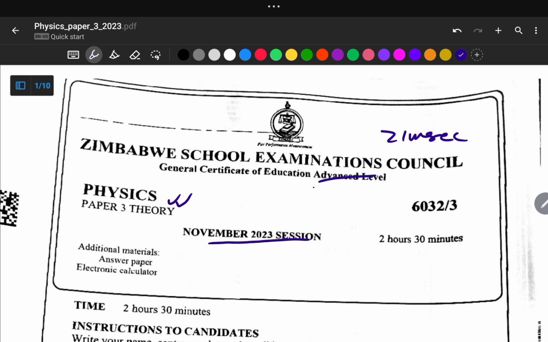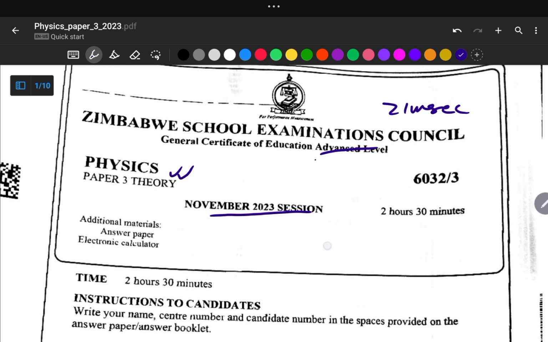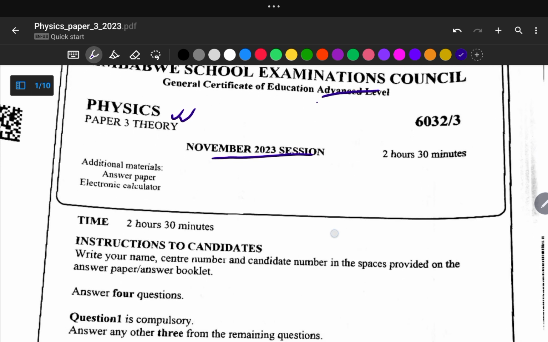It is for about 30 minutes, and if you are not doing Zimsec, it doesn't matter because what you only need is data. So just pay attention to the data, and if you are doing Zimsec, just also pay attention to the instructions to the candidates. So in this question paper, you are required to answer 4 questions, and number 1 is compulsory. So today we are going to put more of our focus on question number 1.